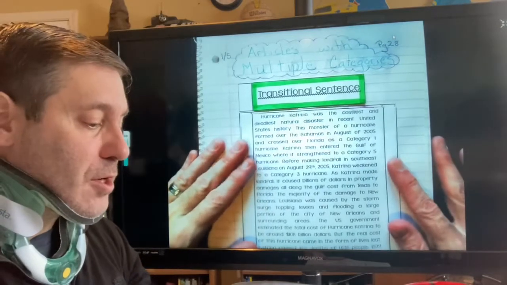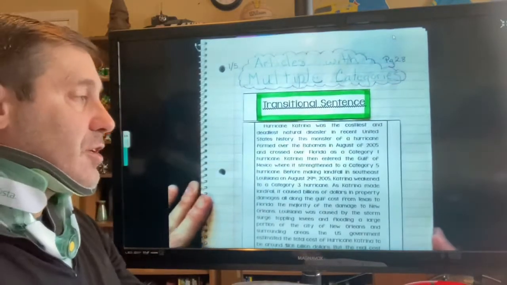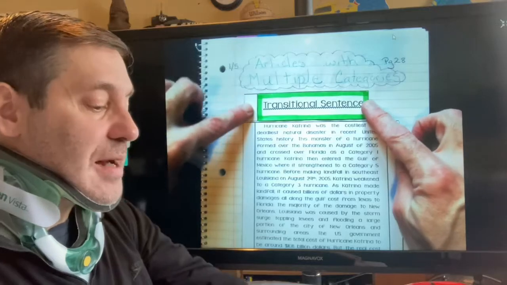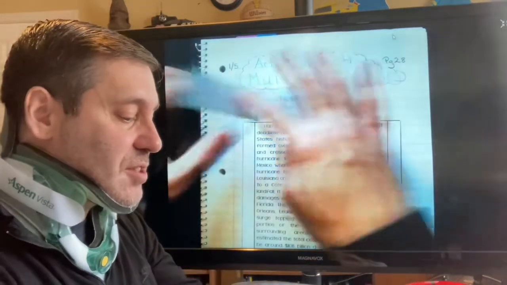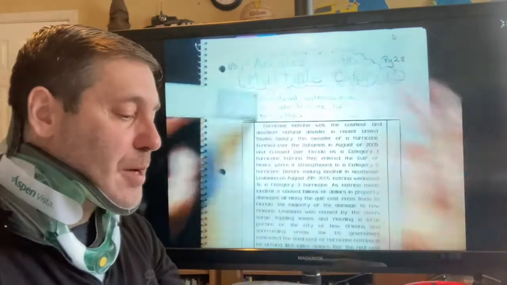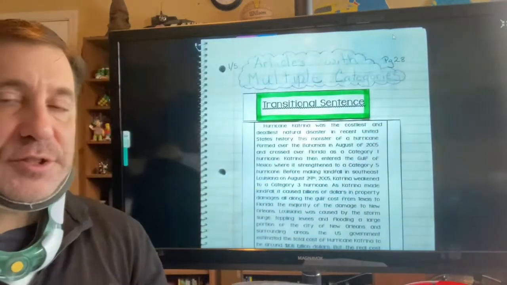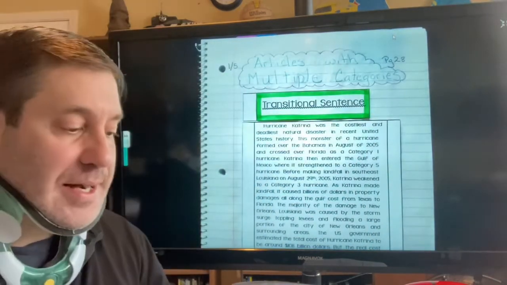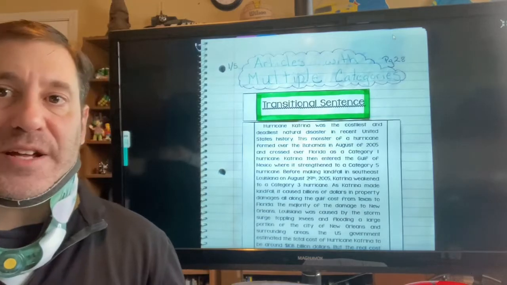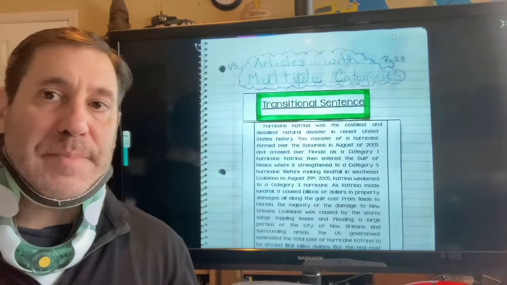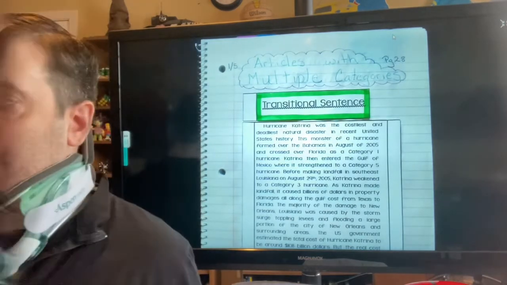So I'm going to glue my article in here, and then I'm also going to glue my transitional sentence tab, and I'm going to glue it just along the left-hand side so that we can open this tab up. Pause me now so you can take a minute and set up your notebook page. When you're done setting up your notebook page, unpause me and we'll continue.